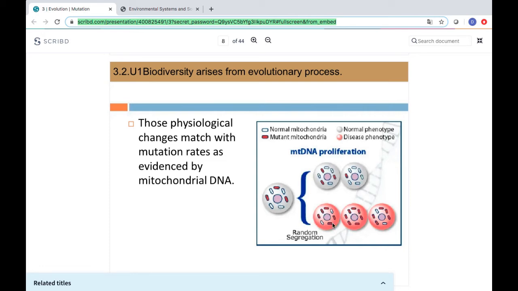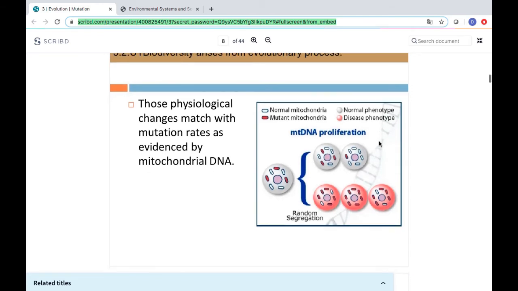We can have a random segregation. That means that it's al azar, right? And that is going to change the phenotype. When we talk about phenotype, we're talking about the expression of the genotype. I think you studied that in biology with Paola. So, genotype are the characteristics of the genes, okay? And phenotype are the physical characteristics that a living organism produces.